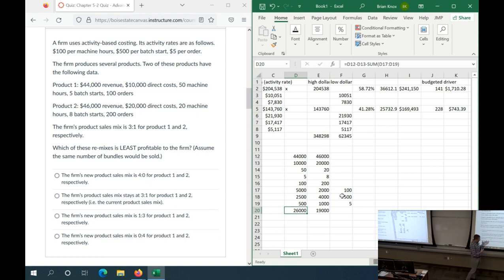Because it's set up the way it is, one product is just predominating the other one. So it's always going to be most profitable to just do all of that one product, and least profitable to be all of the less profitable one. Product 1 here earns $26,000 per pop. It's most profitable. It's just $5,000, $7,000 more profitable than product 2 every single time we sell. And so if we're going to choose a mix, the most profitable is always going to be 4-0, and the least profitable is always going to be 0-4.